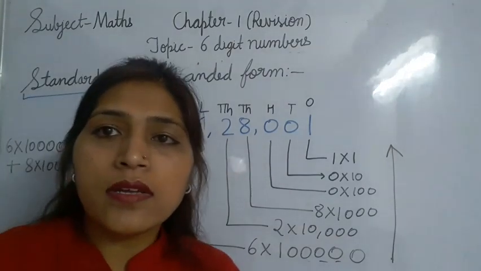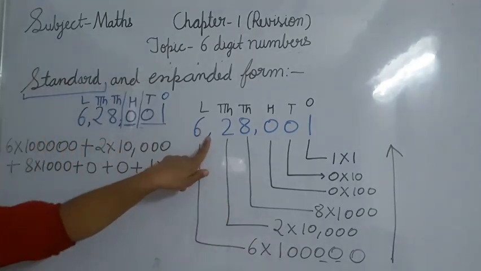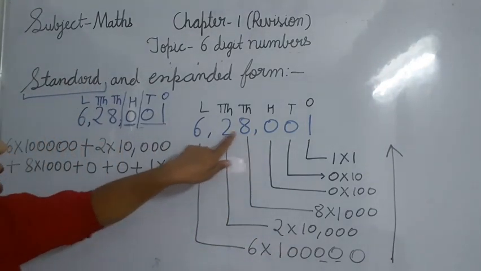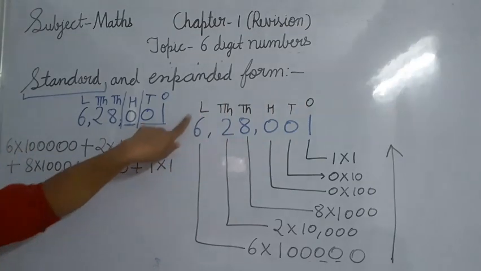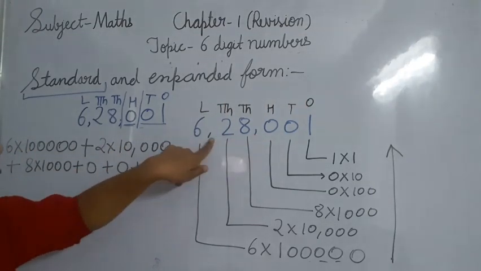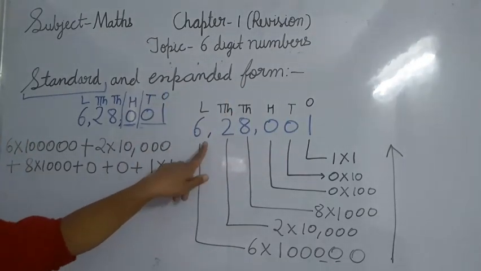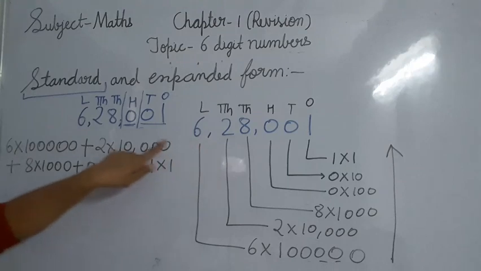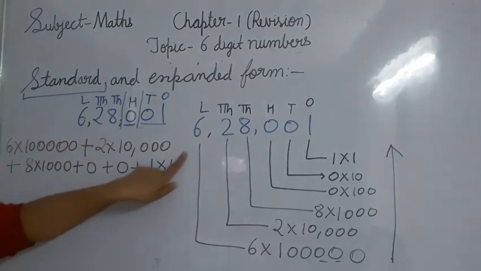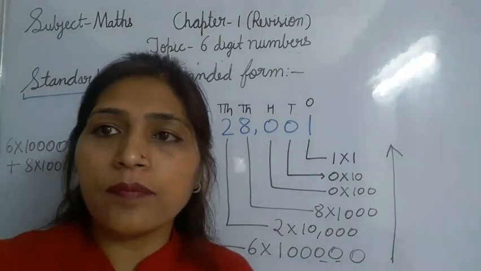Expanded form and the standard form. In standard form you have to separate the periods using commas. This is called standard form. If any number has commas in the right places, they are separating the periods, so it is called standard form, and this one is called expanded form. Clear? Expanded and standard form.